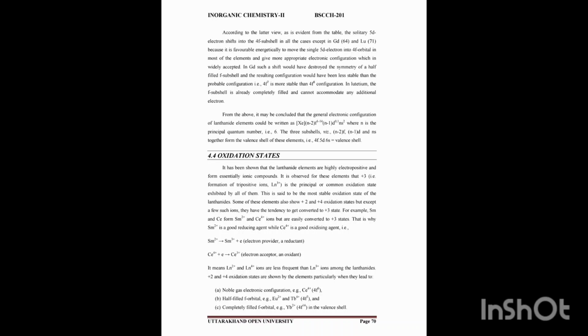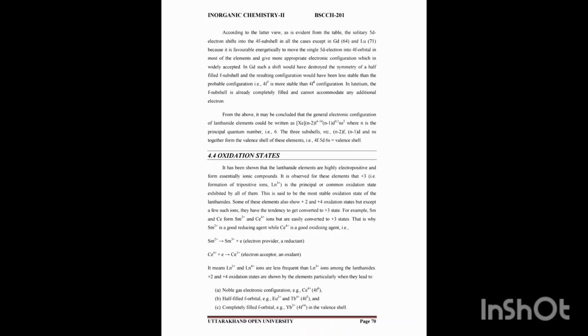From the above, it may be concluded that the general electronic configuration of lanthanide elements could be written as xenon 4f(n-2) 1 to 14, (n-1)d 0 or 1, ns2, where n is the principal quantum number. For example, for n equals 6, the three subshells (n-2)f, (n-1)d and ns together form the valence shell of these elements. 4f 5d 6s equals valence shell.